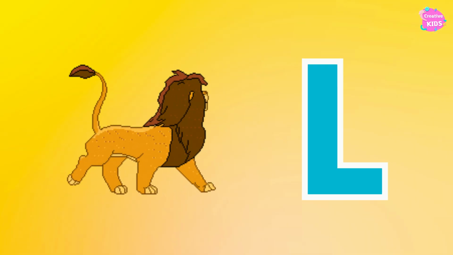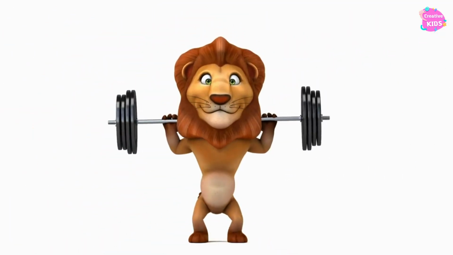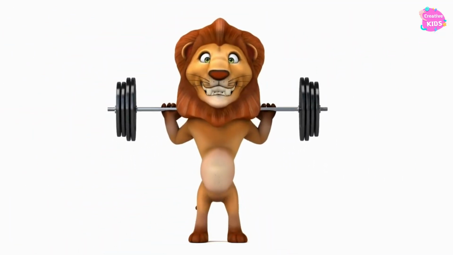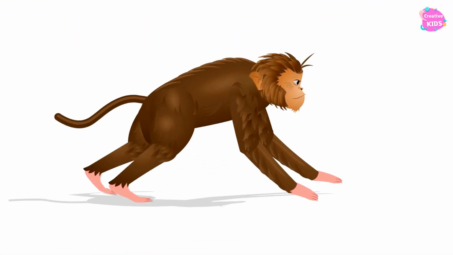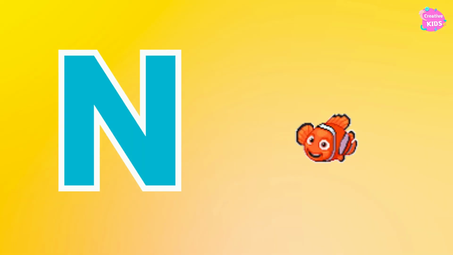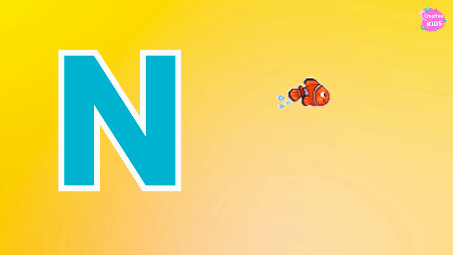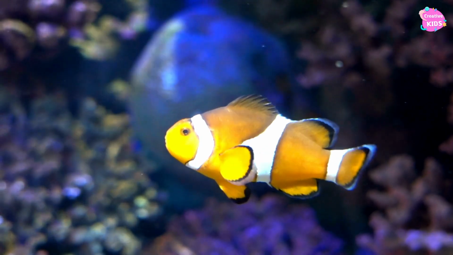L is for lion, lion, lion. L is for lion. M is for monkey, monkey, monkey. Monkey. N is for Nemo, Nemo, Nemo. N is for Nemo.